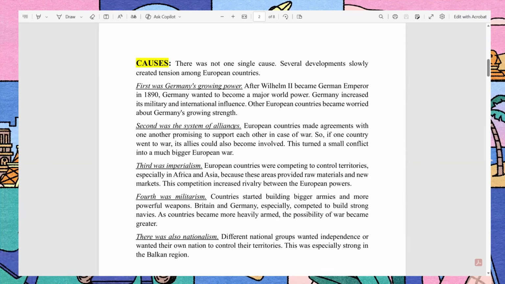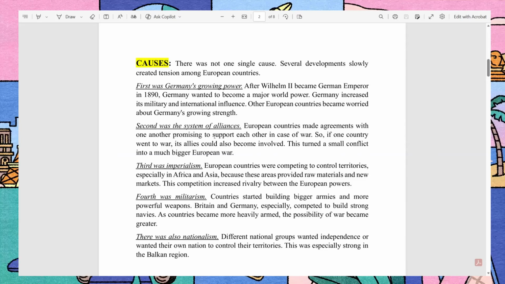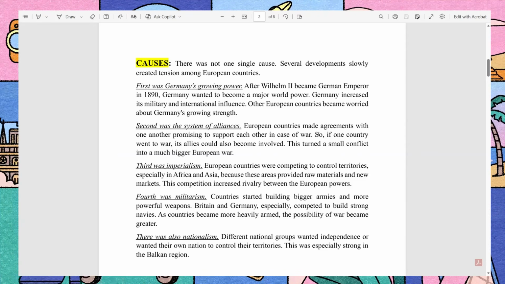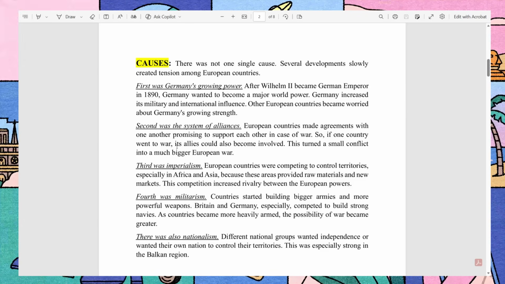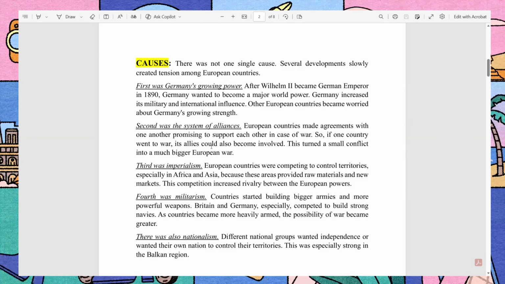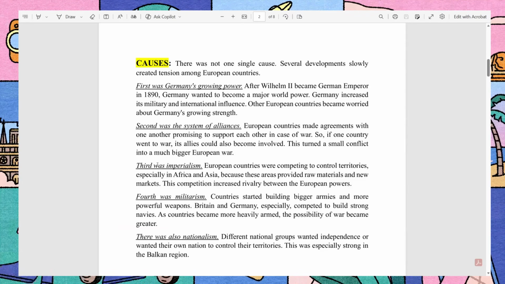Second was the system of alliances. European countries made agreements with one another, promising to support each other in case of war. So, if one country went to war, its allies could also become involved. This turned a small conflict into a much bigger European war.